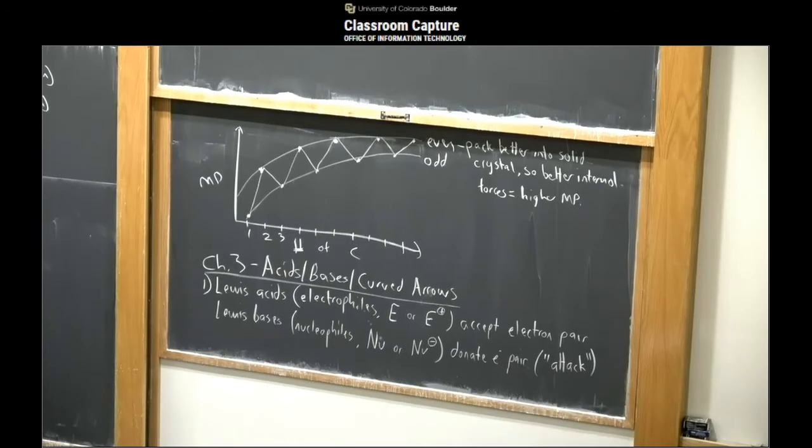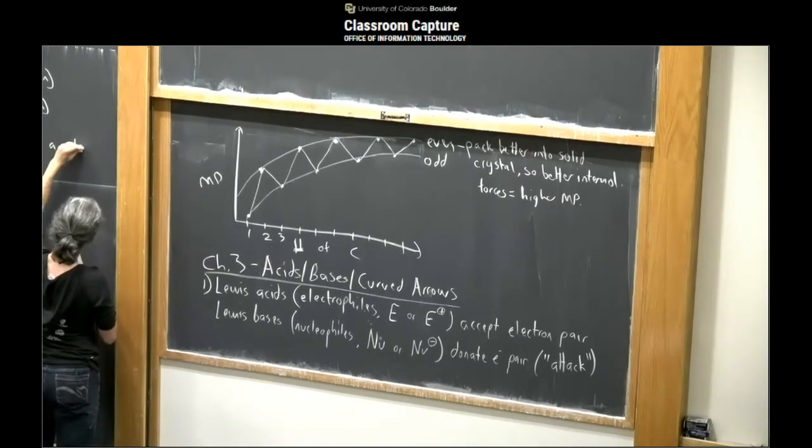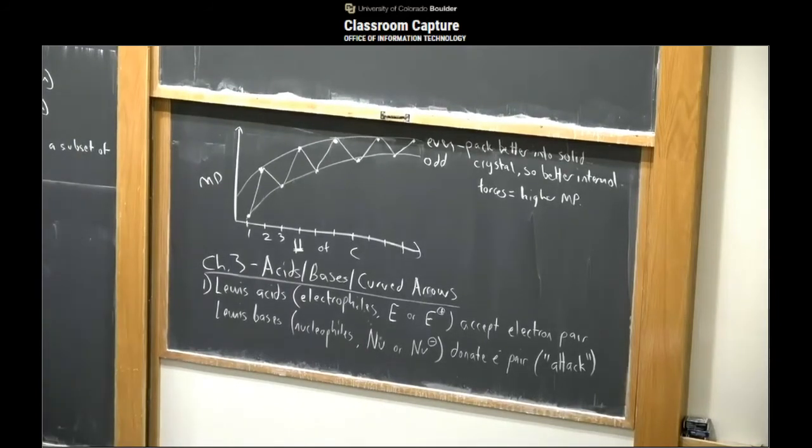So Bronsted-Lowry acids are a subset of Lewis acids. If it's donating an H+, it's doing it by accepting an electron pair from somewhere else. Bronsted-Lowry acids are a subset of Lewis acids, and Bronsted-Lowry bases are a subset of Lewis bases, but the other way around isn't true. Okay, so in other words, bases are a subset of nucleophiles, and acids are a subset of electrophiles.